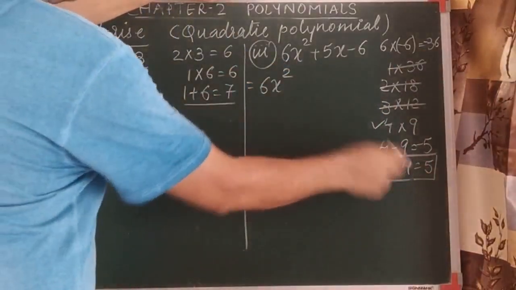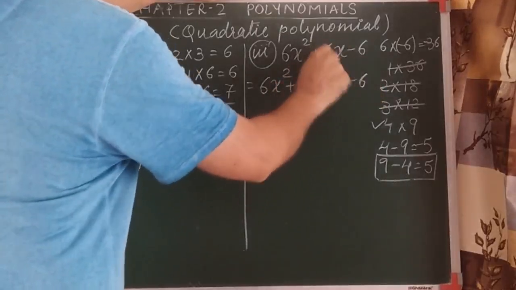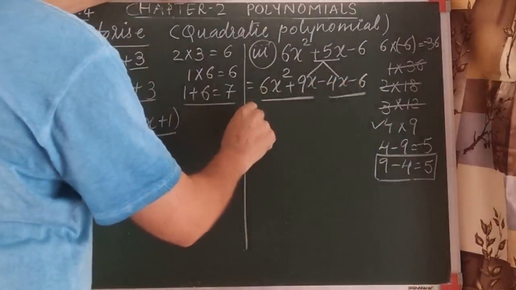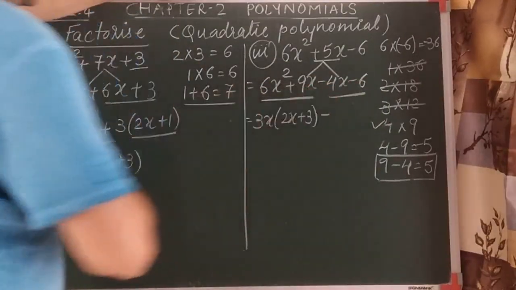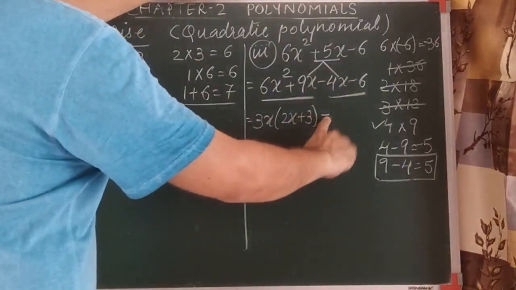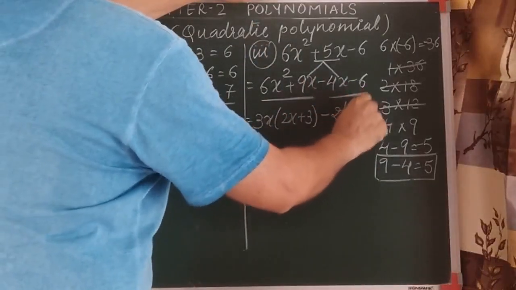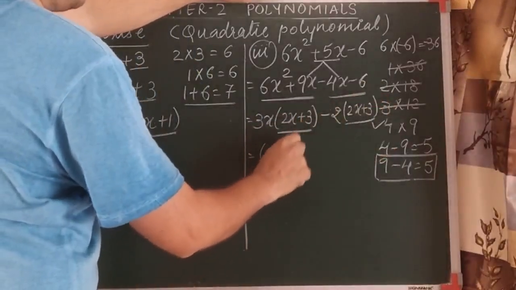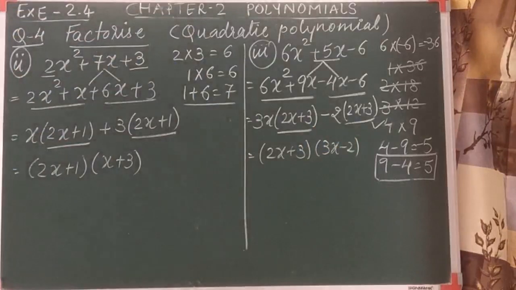6x square, with the sign as we have written, plus 9x minus 4x minus 6. You can see that plus 5x is divided into plus 9x minus 4x. Take common from the first two and the last two. The common is 3x, so it remains 2x plus 3. The third term sign minus is there. Remember, अब जब minus common निकालोगे तो ये sign हमेशा change होगी. So what is common? 2 is common, so it is 2x plus 3. So one common is 2x plus 3, and the other is 3x minus 2. Thus these are the two factors of 6x square plus 5x minus 6.